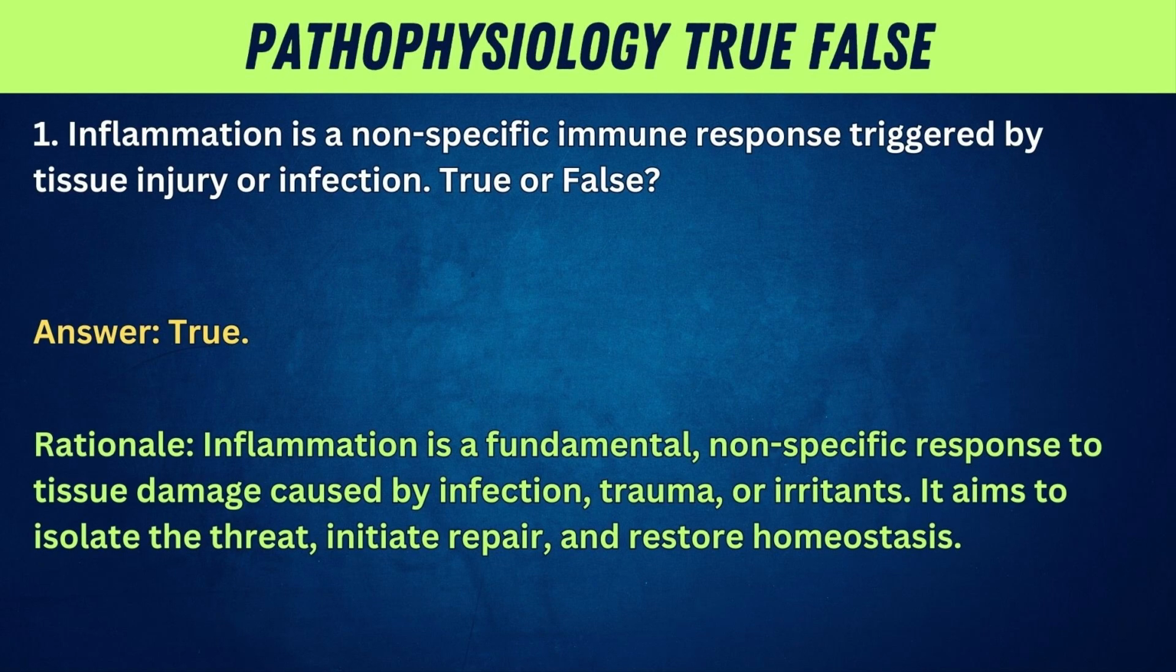Inflammation is a nonspecific immune response triggered by tissue injury or infection. True or false? Answer: true. Rationale: inflammation is a fundamental, nonspecific response to tissue damage caused by infection, trauma, or irritants. It aims to isolate the threat, initiate repair, and restore homeostasis.